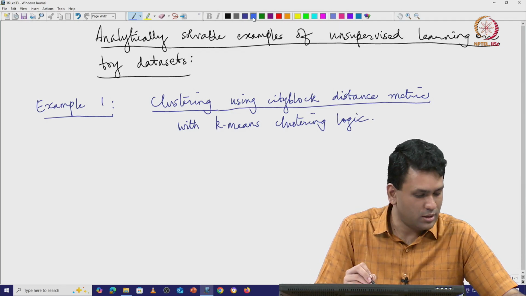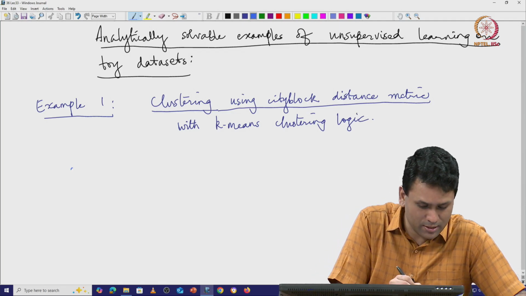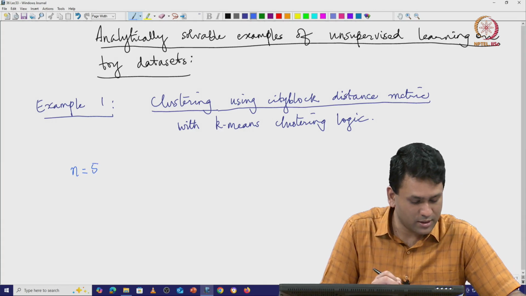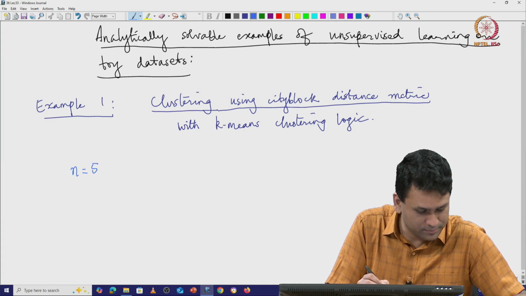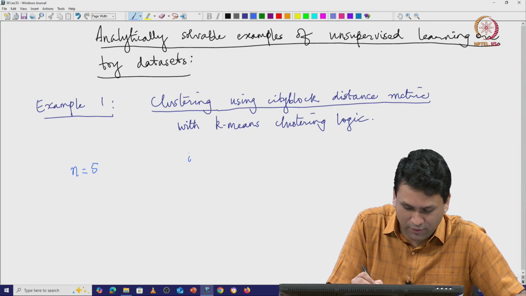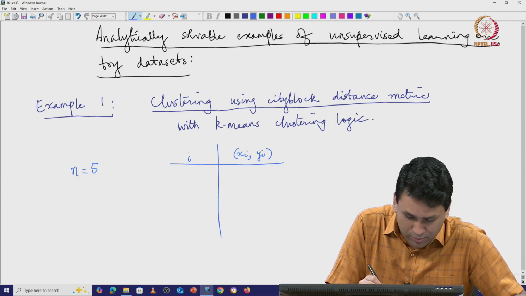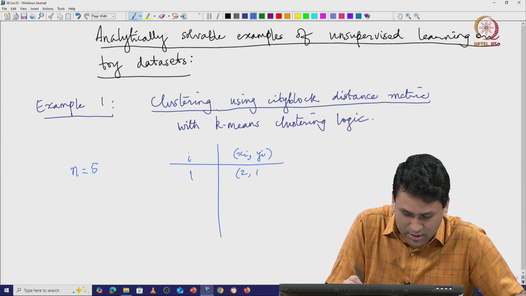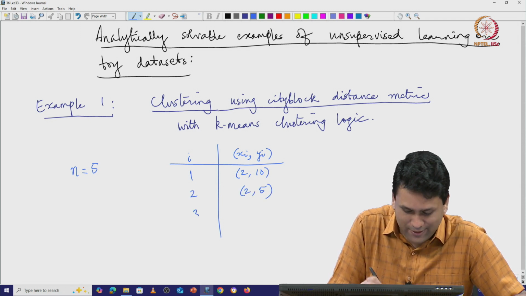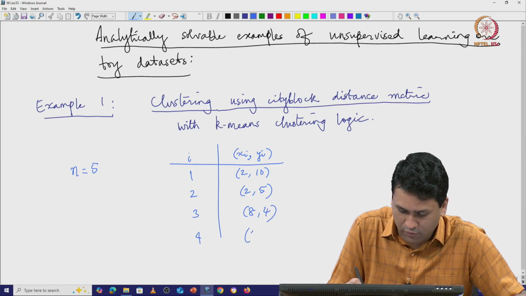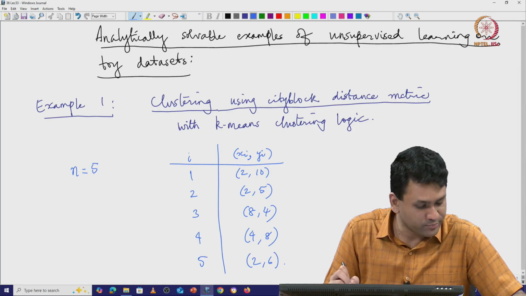Okay. So let us take this data set where you have 5 data points. So there are 5 data points each having an xi and a yi. So I am going to write this in a table here. So point 1, xi, yi is 2 comma 10, for i2 it is 2 comma 5, for i3 it is 8 comma 4, then i4 it is 4 comma 8, and finally for i5 it is 2 comma 6.